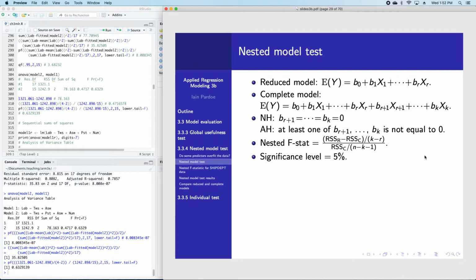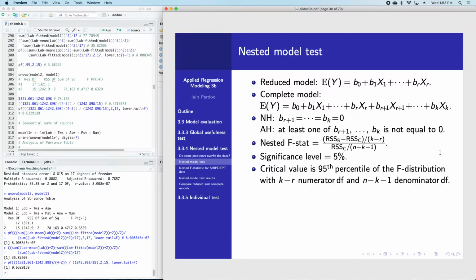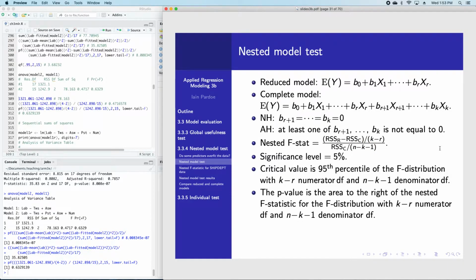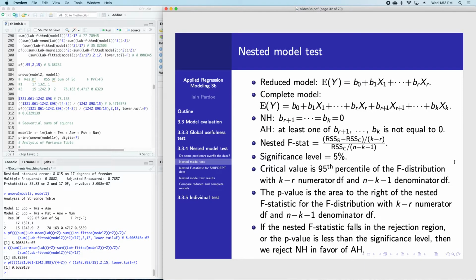We'll set our significance level at 5%, and then we can either use the rejection region method by finding a critical value for an F distribution with k minus r numerator degrees of freedom and n minus k minus 1 denominator degrees of freedom. Alternatively, we can find the p-value as the tail area to the right of the F statistic for that F distribution. If our F statistic is in the rejection region, or the p-value is less than the significance level, then we reject the null in favor of the alternative. Otherwise, we fail to reject the null hypothesis.